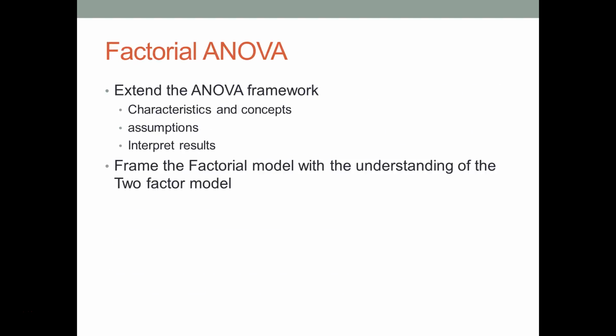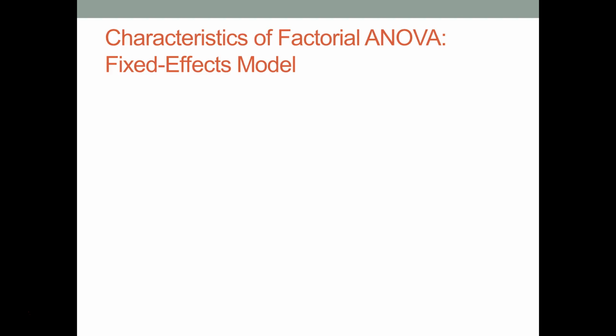So this extends the ANOVA framework. We basically still keep the same assumptions. We can still interpret main effects, but now we can add in interaction effects as well. So the frame of the factorial model will help us understand what the two-factor model looks like. The characteristics here, please read your text if you're looking at this from my class, the Lomax and Hahs-Vaughn second course text.